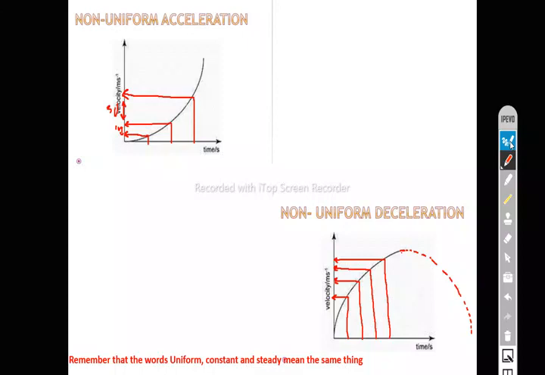Remember again that the words uniform, constant, and steady mean the same thing.